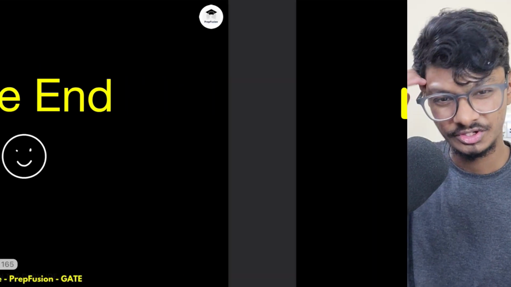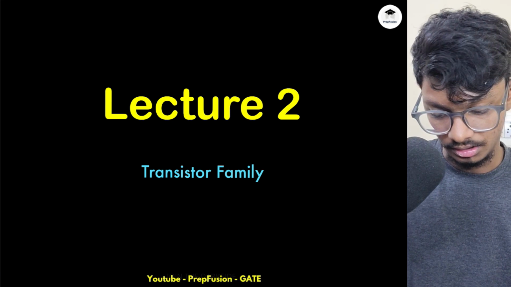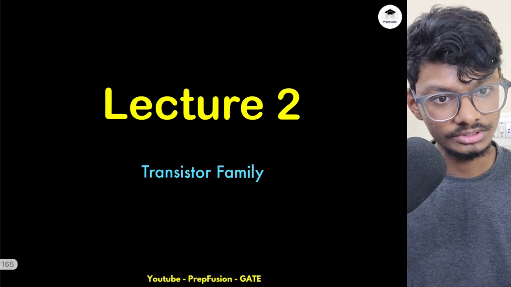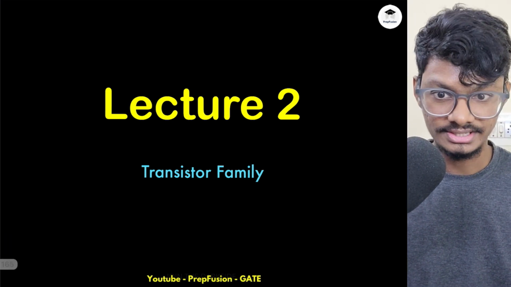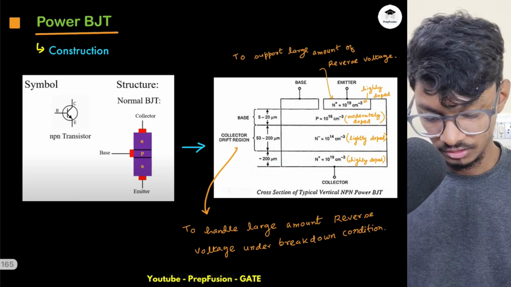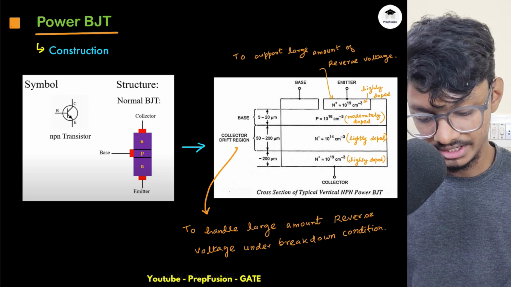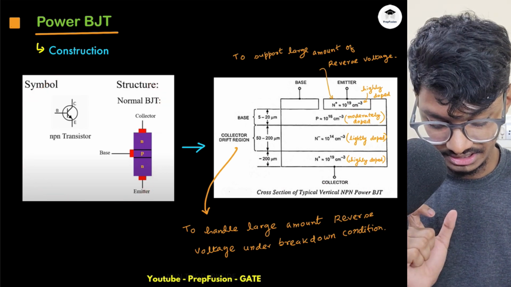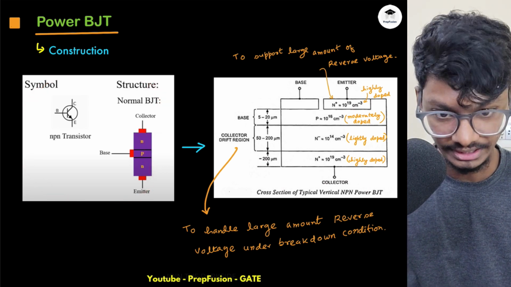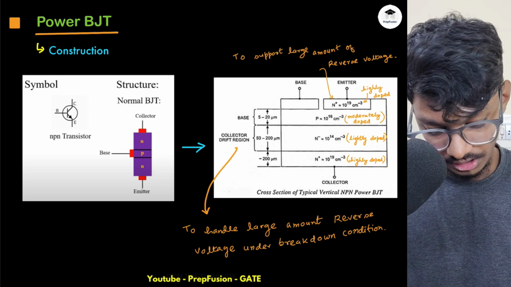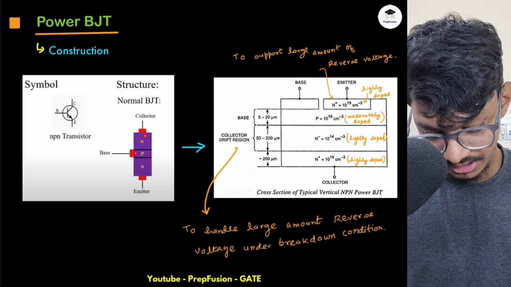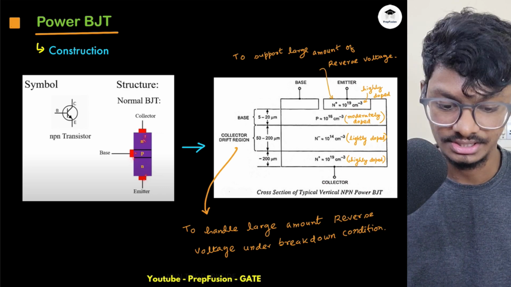So these were the few theoretical points that I wanted to address. Now let's start with our lecture 2, that is the transistor family. The first member of our transistor family is the power BJT. If you have already studied BJT, you know that BJT has a construction like this, NPN or PNP, right? It has two junctions, the collector base junction and the emitter base junction.